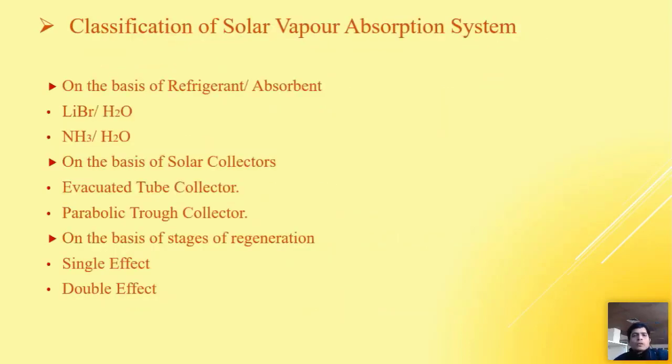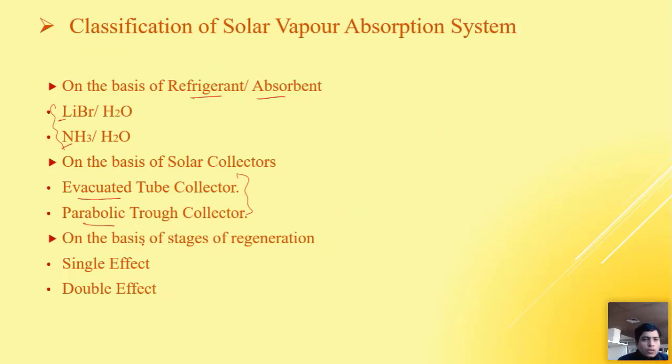Okay, so now we need to talk about the classification of solar vapor absorption systems. We need to classify on multiple bases, because after the classification and comparison, we will find which is better or a little less better. On the basis of refrigerant or absorbent, we talk about the lithium bromide H2O system and the ammonia H2O system, which I have already gone through. Now we talk about the basis of solar collectors. We may have the evacuated tube collector and the parabolic trough collector. We'll discuss how these systems are used in detail.